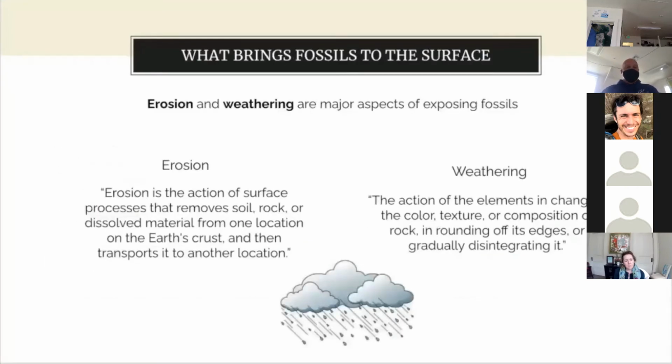Millions of years have passed, the fossils are formed. What now? To be discovered, they need to be brought to the surface. Erosion and weathering are two major aspects of exposing fossils. Erosion is the action of surface processes that remove soil, rock, or dissolved material from one location on the Earth's crust and then transports it to another location.